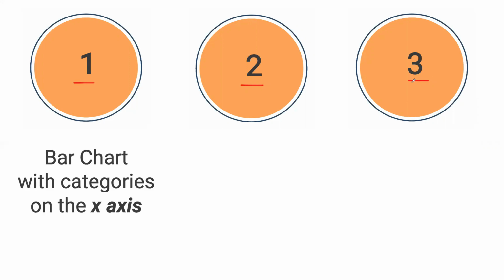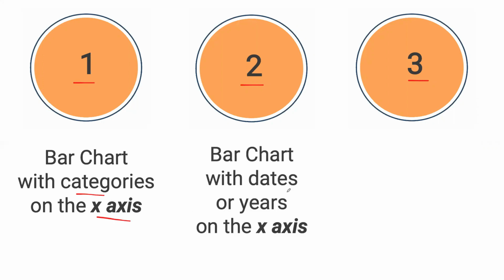The first one is a bar chart with categories along the x-axis. The second type is a bar chart with dates or years on the x-axis, and this is very similar to a line graph, even though it is a bar chart. And the last and most infamous type is a writing prompt with two bar charts.